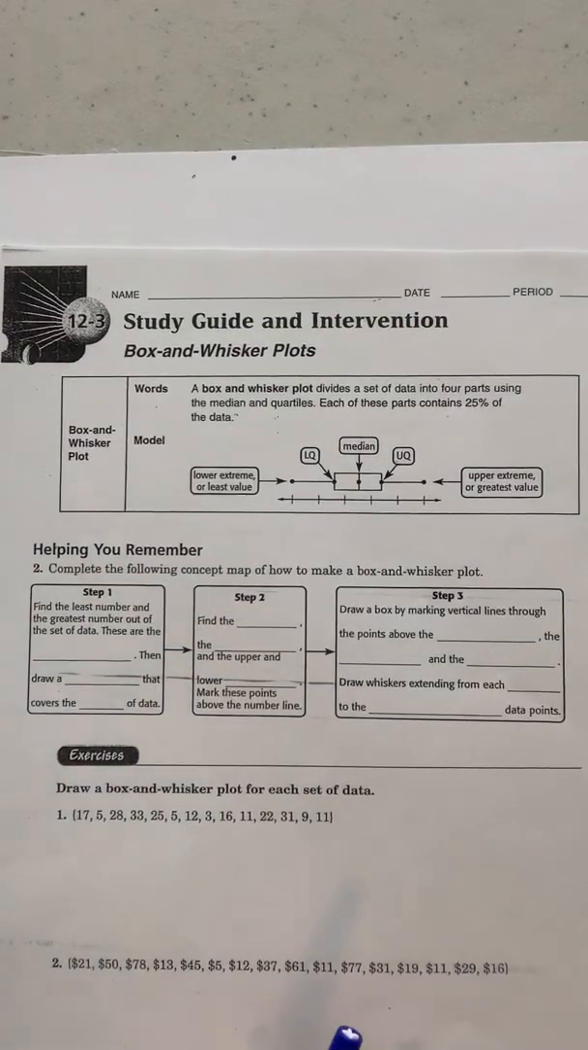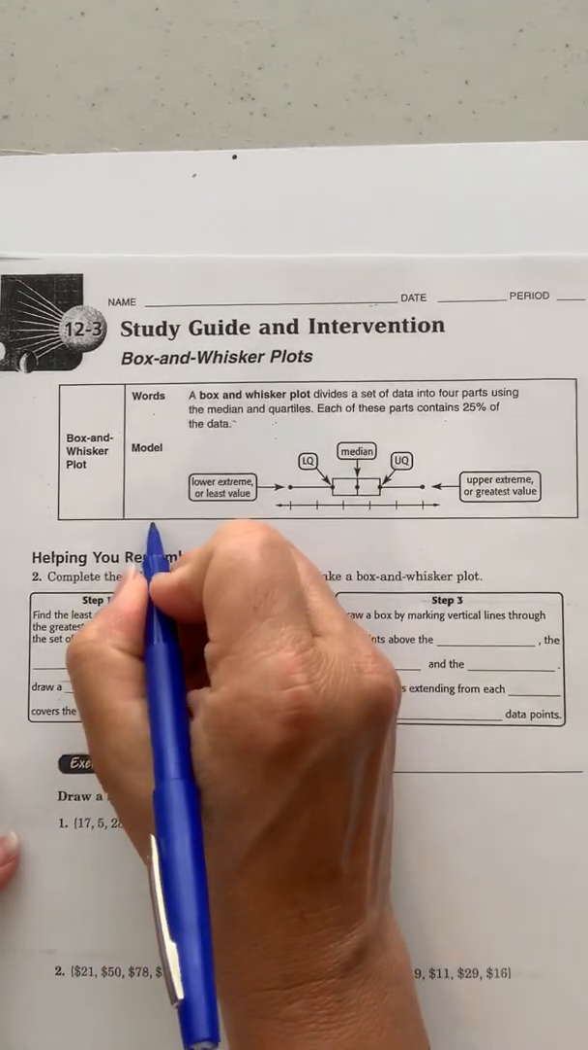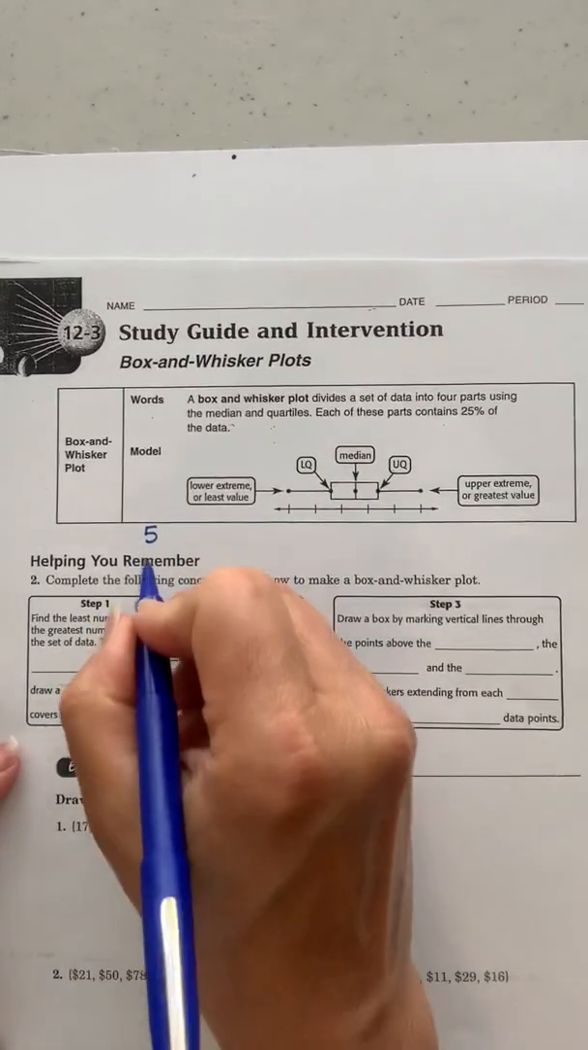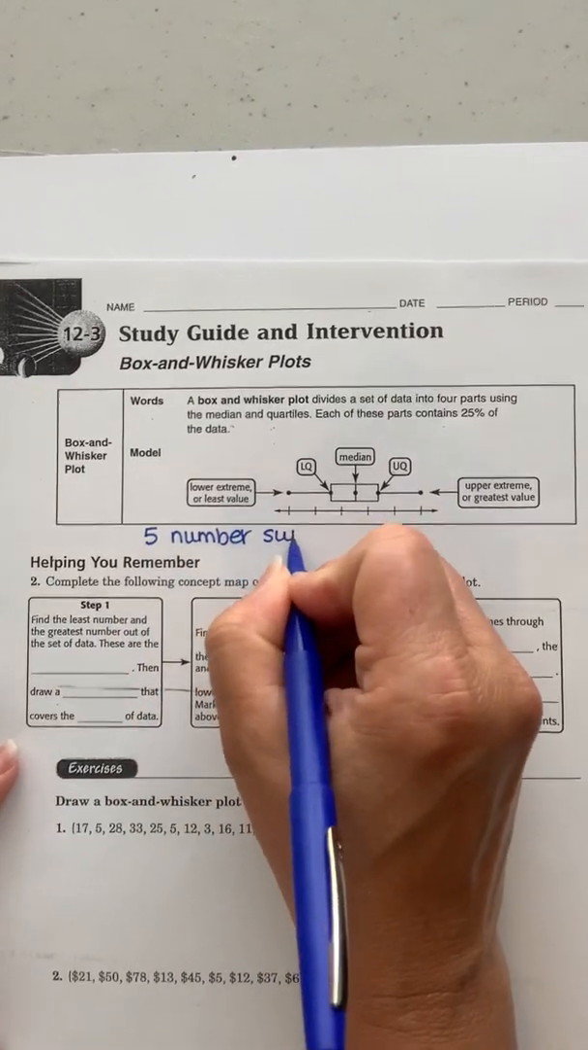Okay, 12.3 box and whisker notes. This kind of goes right along with 12.2. So finding all the numbers that you found in 12.2 are going to help you here with 12.3. The 5 numbers that we're going to need here, sometimes they're called the 5-number summary.